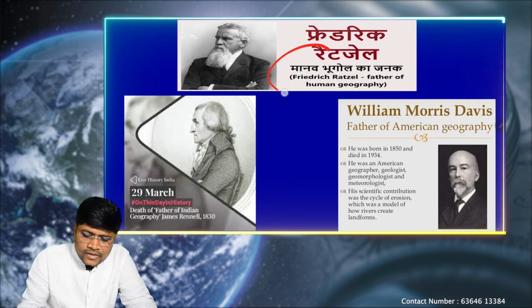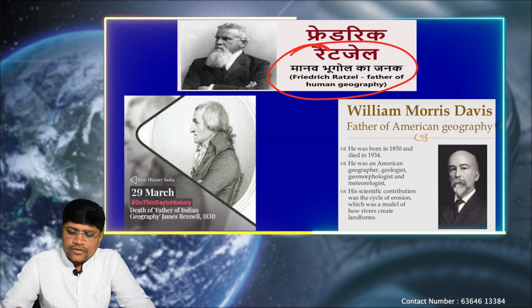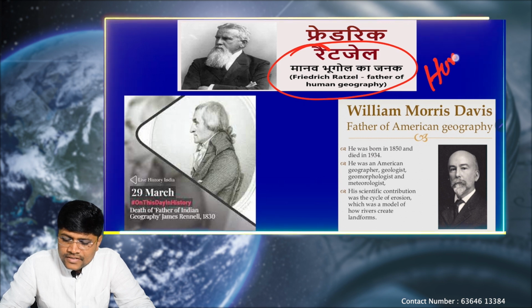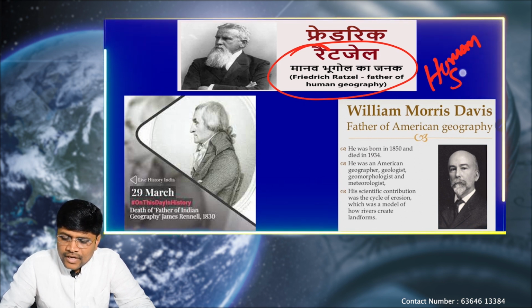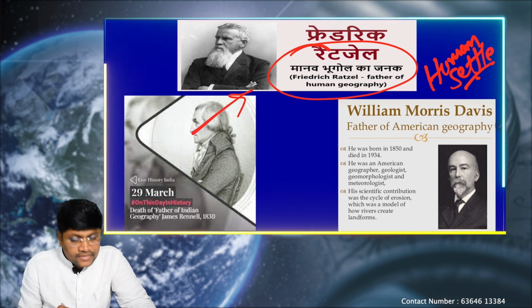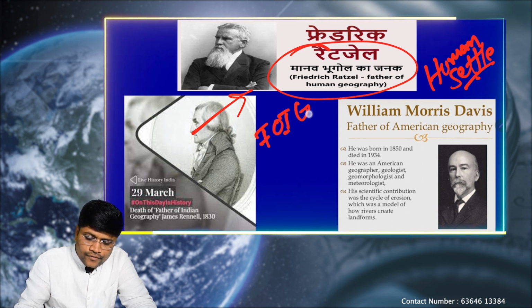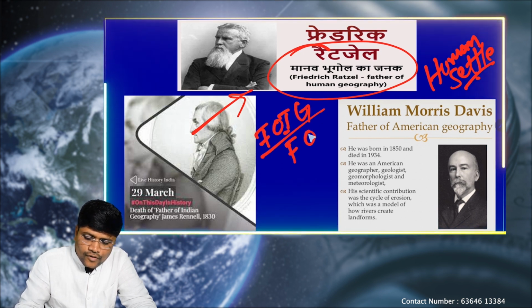First of all, Frederick Herschel is called the father of human geography because he studied the human settlements and gave a brief report regarding the human settlements around the earth. The next person is James Rennell. James Rennell is called the father of Indian geography. Even he is also called the father of oceanography.